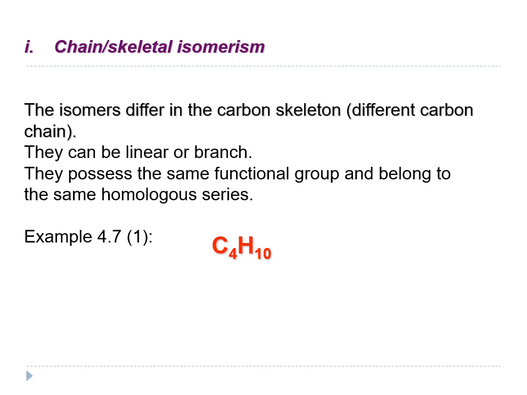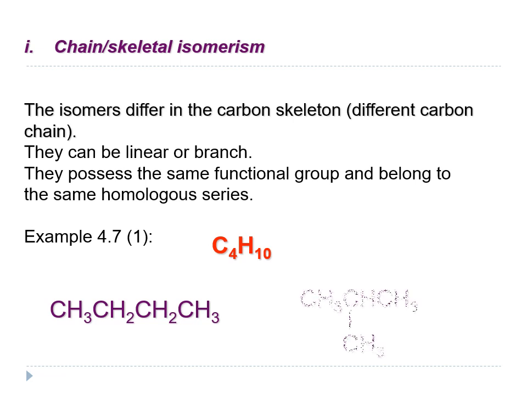For example, 4.7 question number 1, let's draw two isomers for the molecular formula C4H10. The first one is linear, and the name is butane, and the second one is a branched compound, and the name is 2-methylpropane.